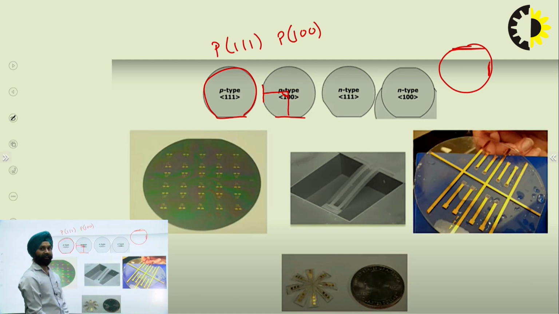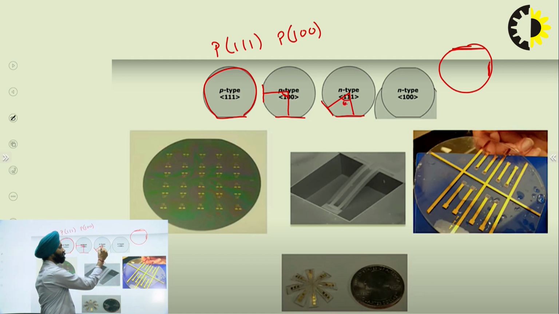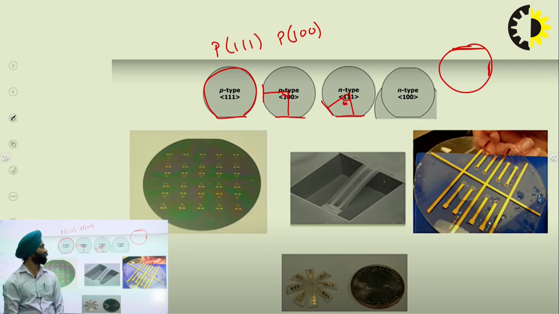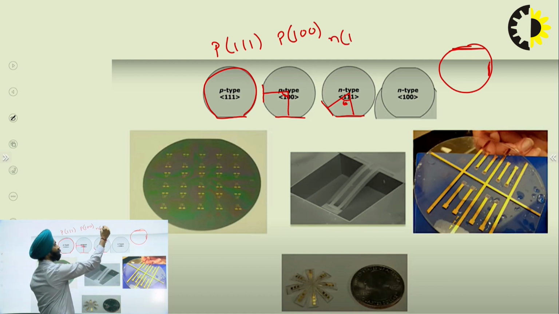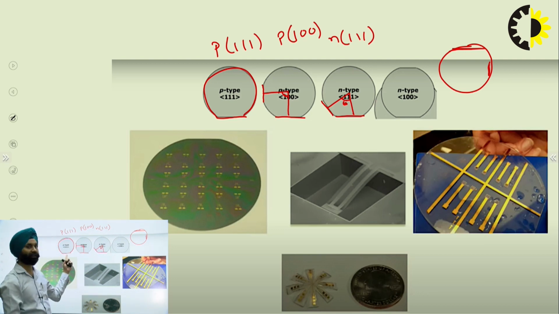Similarly, for the n type of crystal, we have two cuts. One is primary and the secondary is at 60 degrees to the surface. This 60 degrees means the two cuts are adjacent to each other. So this shows an n type 111 crystal. So p type has one cut and n type has two cuts, primary and secondary cuts.